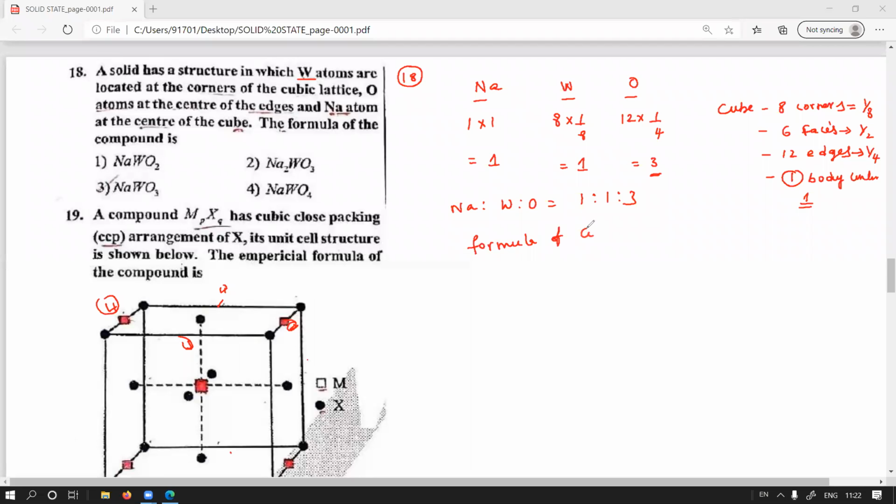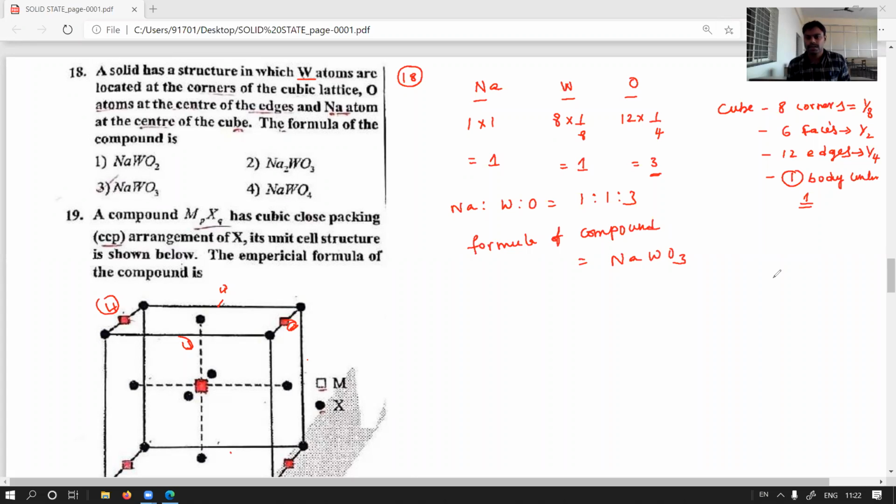The formula of the compound is NaWO3. Okay, so the answer is NaWO3, which means the third option is correct. Okay, let's see the next question.